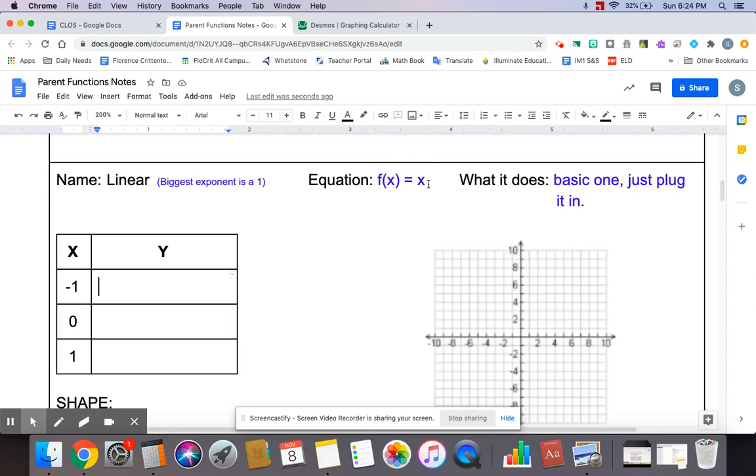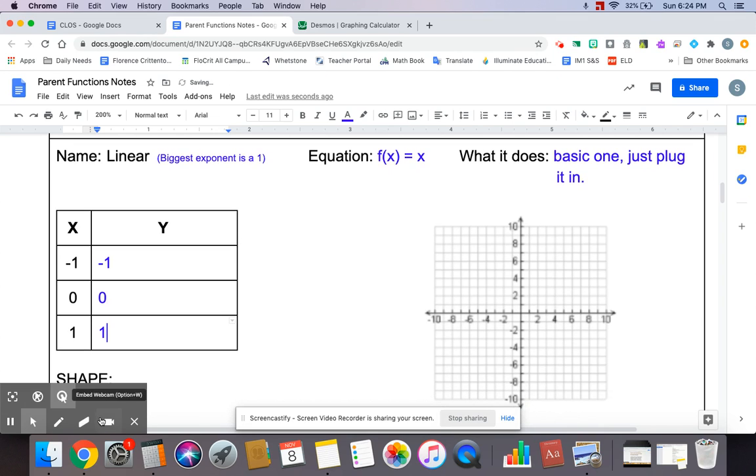So if I plug in -1 into this x, then the answer is just -1. If I plug in 0, the answer will be 0. And if I plug in 1, the answer will be 1. So if I graph those points, -1 means go backwards 1, and then -1 means go down 1. 0, 0 is right in the middle. And then the 1, 1 means go right 1 and up 1. And those 3 points, you'll connect them and make a shape.